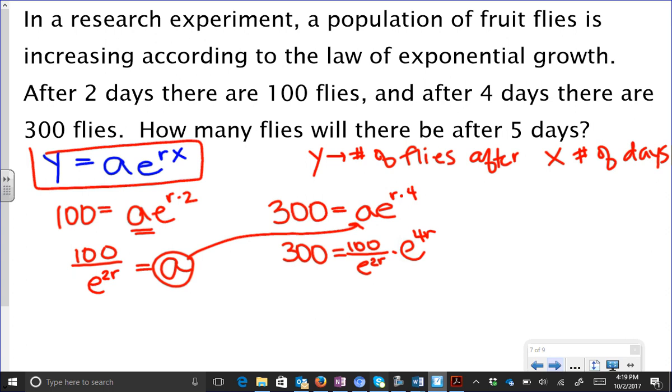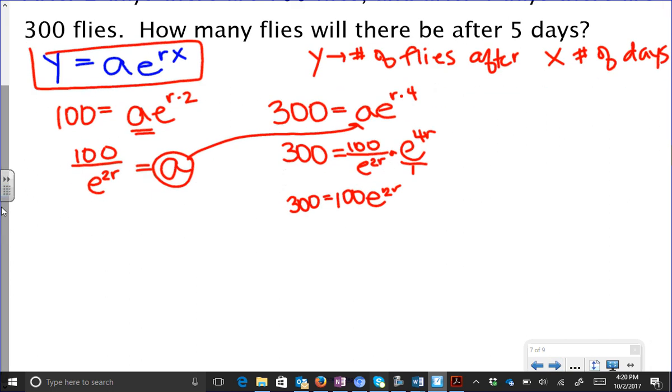Okay. Well, now let's talk about some exponent rules. Okay. I have 100 divided by e to the 2r times e to the 4r. This is the same thing as like over 1. So what we have is 300 equals 100. If I have e to the 4r and I'm dividing by e to the 2r, then we subtract exponents to get e to the 2r. Okay, now we have a nice way to solve for r. All right, we can divide this 100 over.